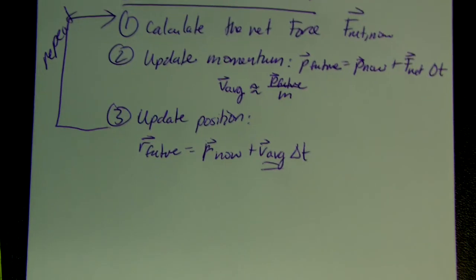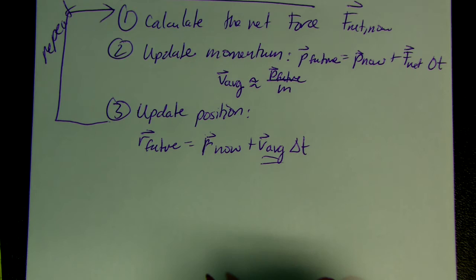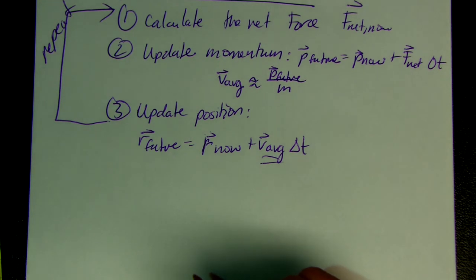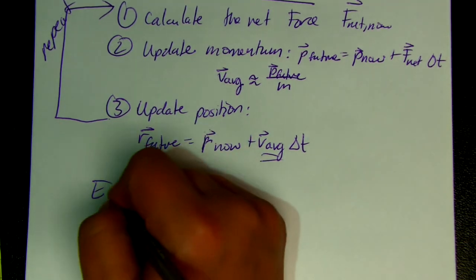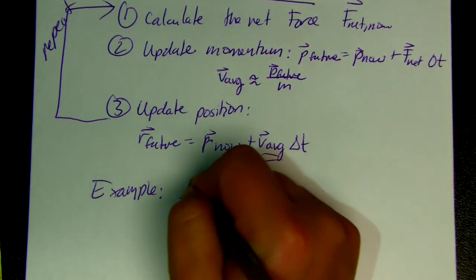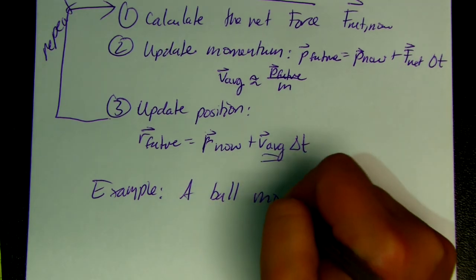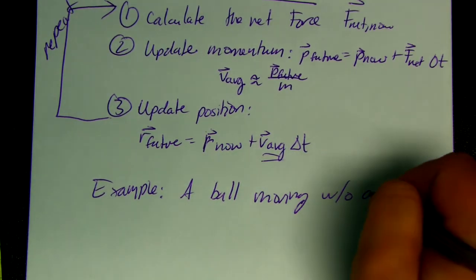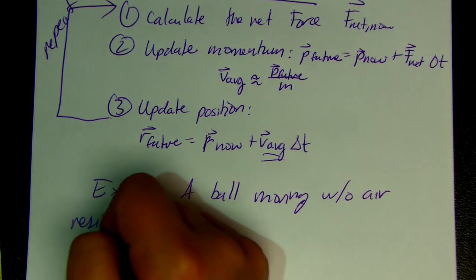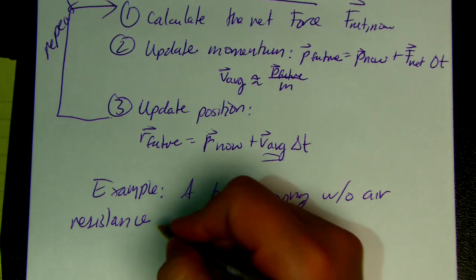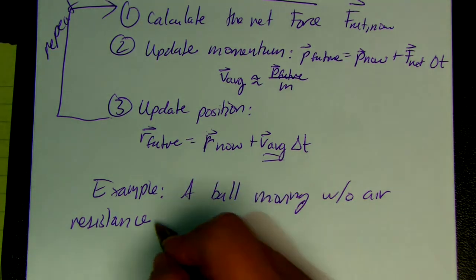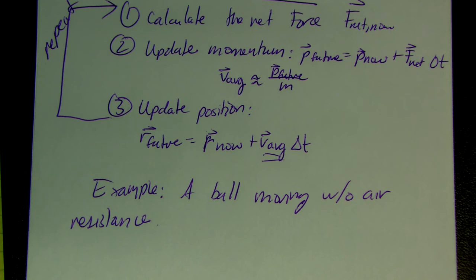For example, if you have a ball moving without air resistance or with negligible air resistance, you have a constant force situation. By the way, at low speeds, it's actually very reasonable to neglect air resistance. We'll see in a later chapter that air resistance is dependent upon velocity.